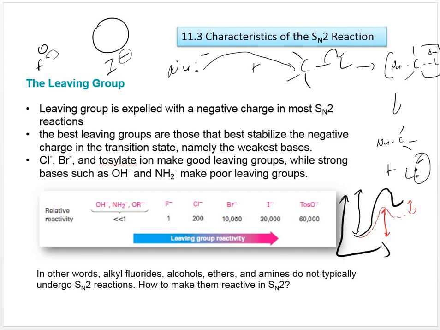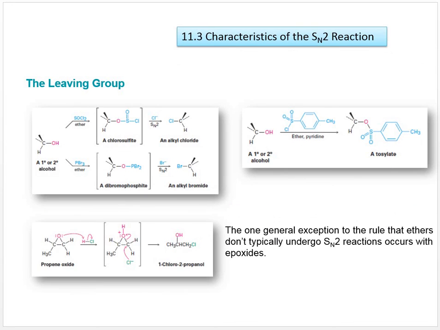Okay, then let's look at these parts. Why are hydroxide, amide, or alkoxide ions the worst leaving groups? Because they are very strong bases. You know sodium hydroxide, sodium amide, sodium methoxide, sodium ethoxide. They are very powerful bases. That's the reason why they are not good leaving groups.